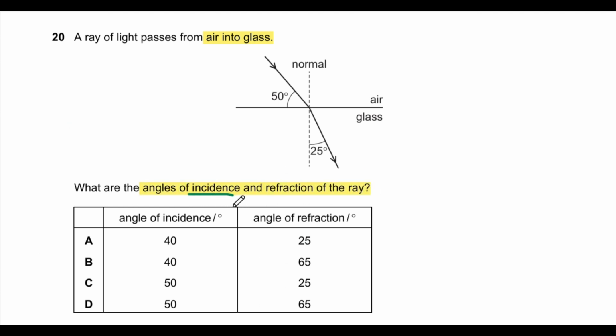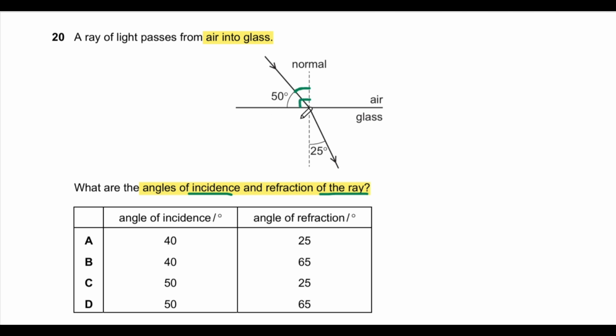Question number 20 says a ray of light passes from air into the glass. What is the angle of incidence and angle of refraction? We measure angle of incidence and refraction from the normal, but this angle is given from the surface of the glass, which is not correct. We have to measure this angle from the normal.